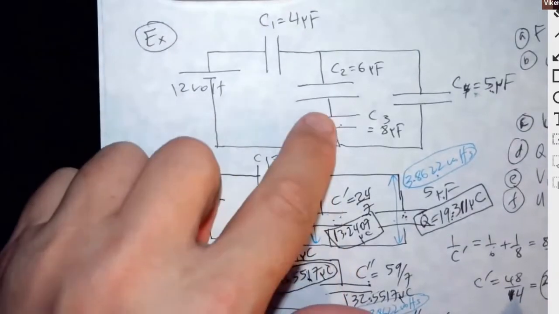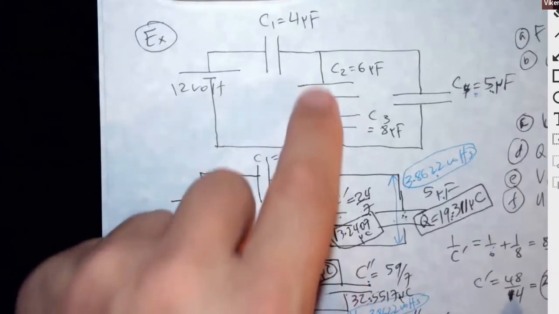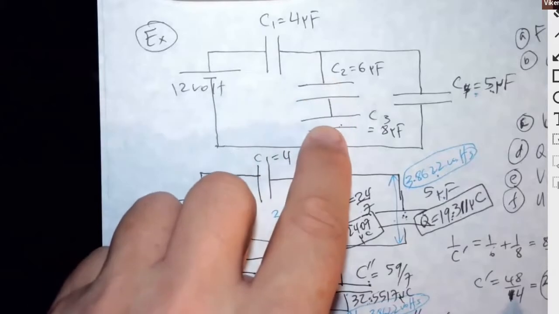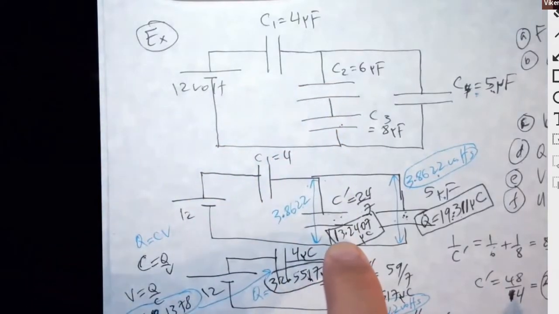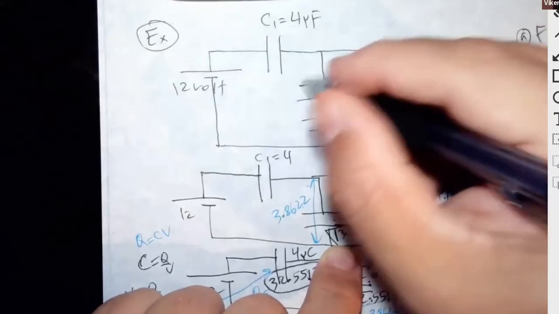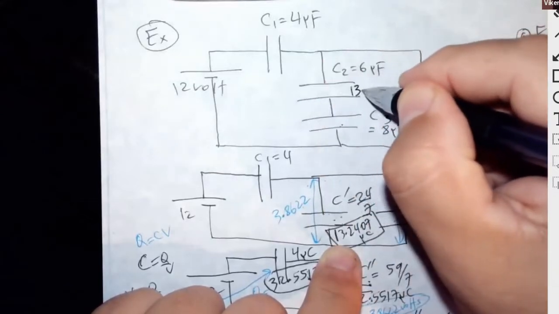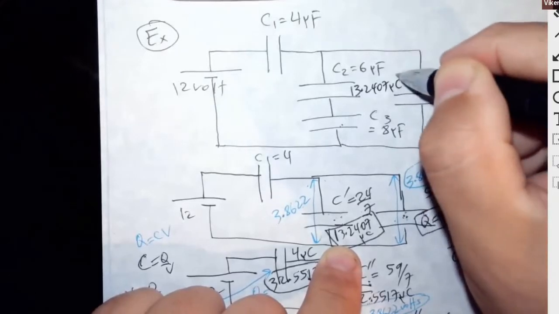Right, one more step back, and then what are you going to say? The charge that this one has, these two are in series, right? So they're going to have the same charge as that, 13.2407. So this one is going to be 13.2407 microcoulombs.